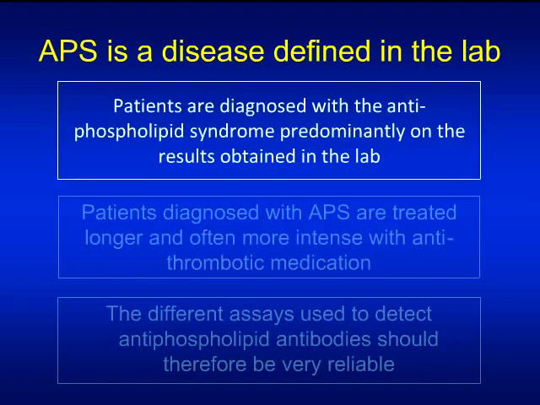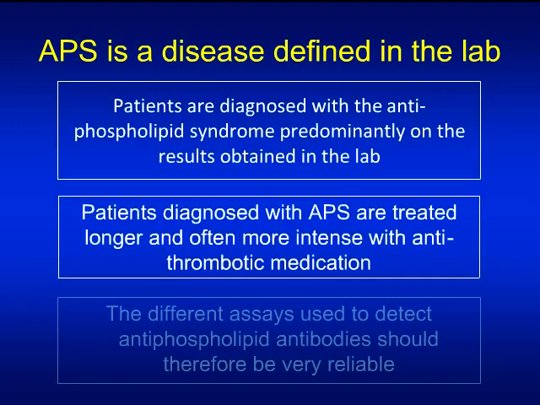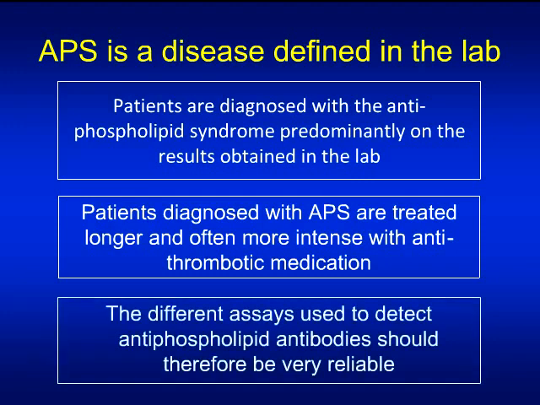As I said, the antiphospholipid syndrome is a disease that is defined in the laboratory. And patients diagnosed with the antiphospholipid syndrome are very often treated longer or more intensely with antithrombotic medication. So the different assays used to detect the antiphospholipid syndrome should be very reliable, because your treatment depends on the results of the laboratory. And how reliable are these assays?